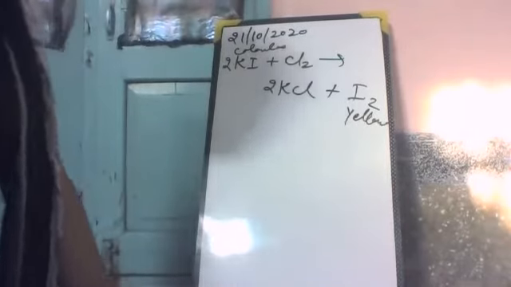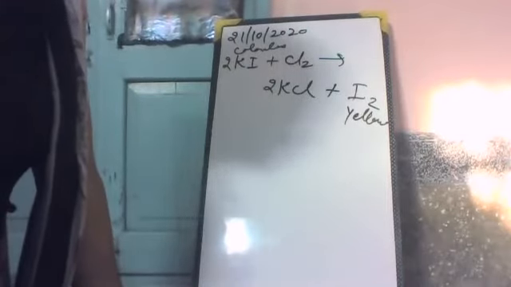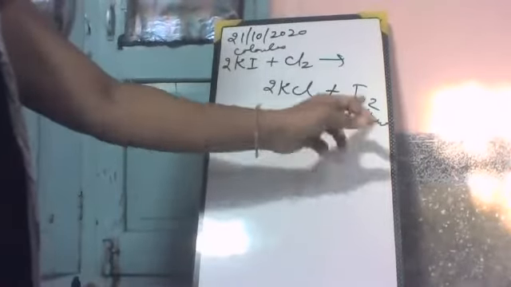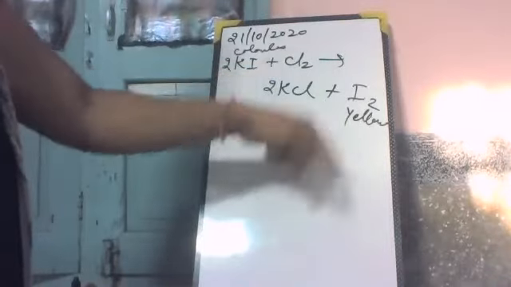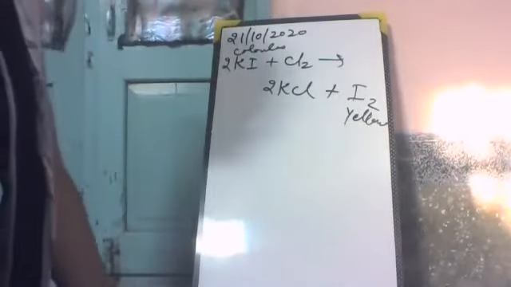The colorless solution turns yellow as iodine is formed. Now the colorless solution changes into yellow due to the presence of iodine, due to the forming of iodine in this reaction.